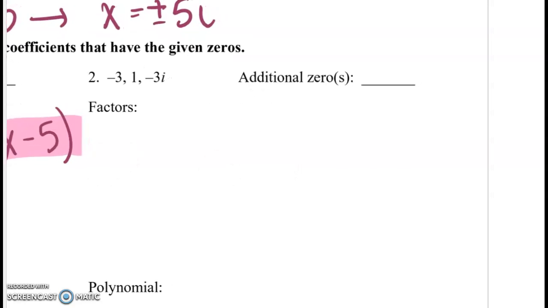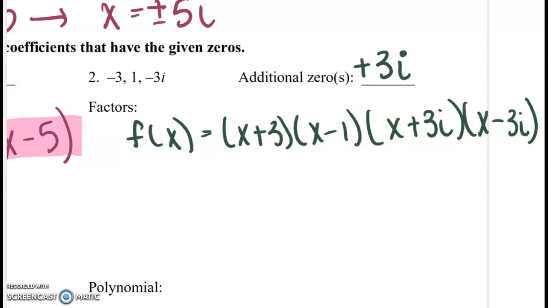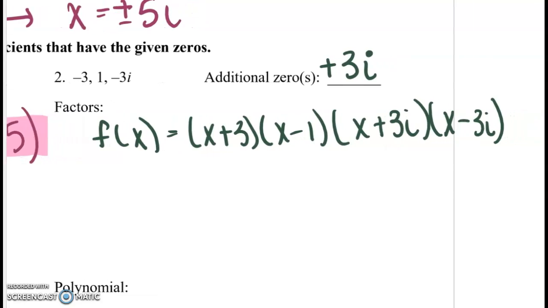All right, here, additional zeros. Well, I see that -3i is a solution, so that means that +3i also has to be a solution. As for our factors, I'm going to call it f of x again. I've got x plus 3, x minus 1, x plus 3i, and x minus 3i. Now, I'm not going to make you multiply this entire thing out, but what I will tell you is in factored form, we never have imaginary factors. So I do need to multiply those two things together because we can't leave our solution having those imaginary factors.